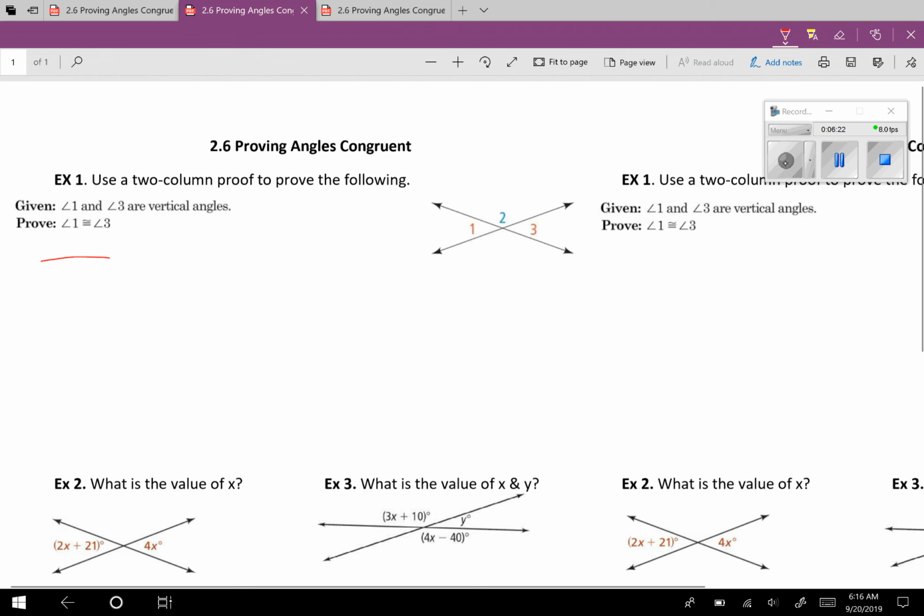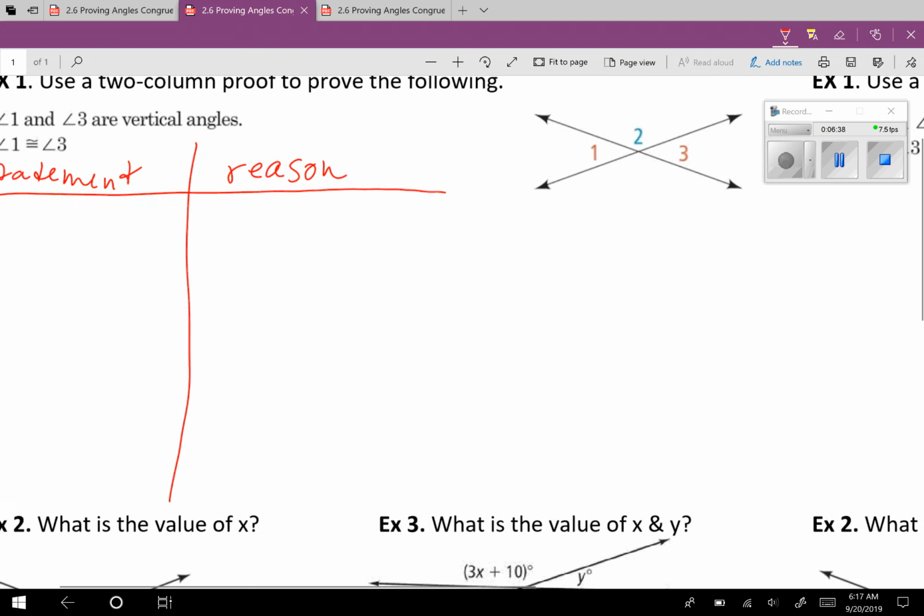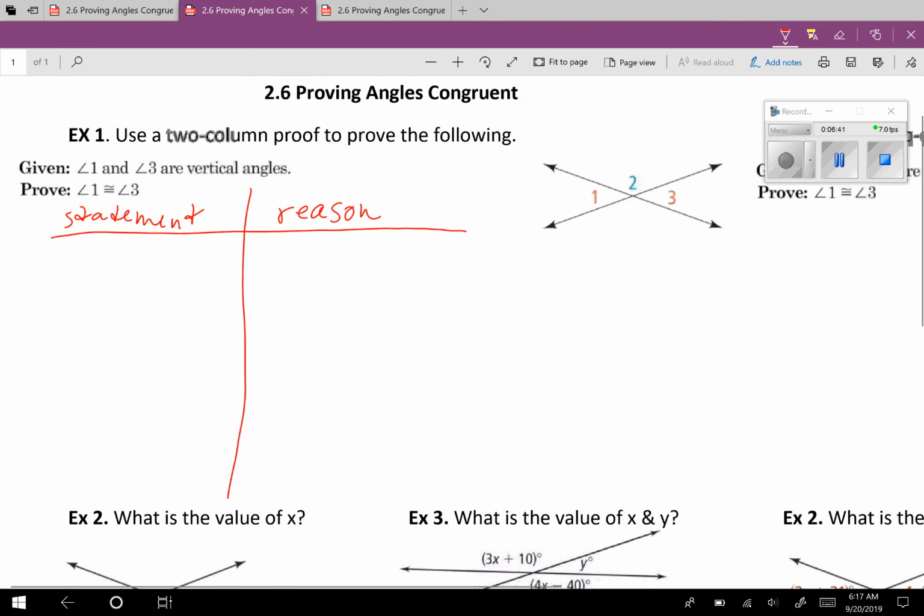So we're going to make a two-column proof here. I draw a line. It's like a T-chart, just like we had yesterday. This is your statement, and this is the reason. This is on our other pink half sheet. For our statement, you can start off with angle 1 and angle 3 are vertical angles, because that's given.